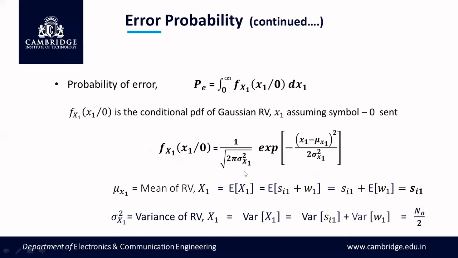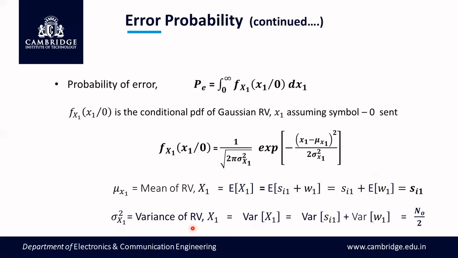So we shall find the mean. Mean is nothing but expectation. Mean of x1 means expectation of x1. x1 contains two parts, signal part and noise part. The expectation of the signal part is the signal part itself, because you have transmitted Si1. What you are expecting is definitely Si1 only. Si1 is a constant, so its expectation remains the same. The expectation of noise is 0 because noise is not at all expected in the receiver. So the expectation of signal is Si1.